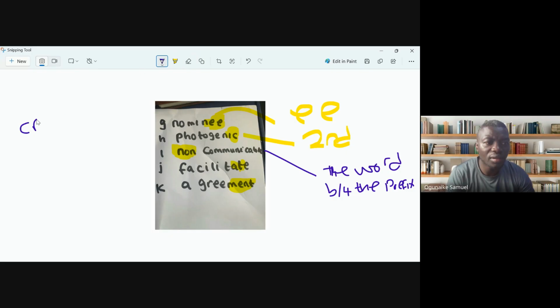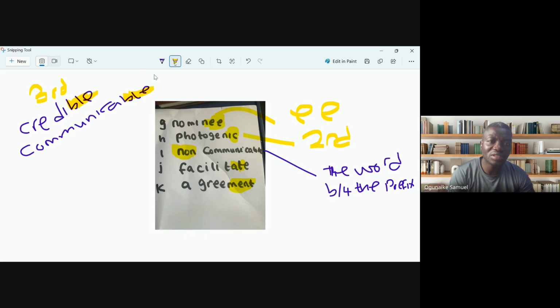Now look at this word, credible. It ends in BLE. Then you have communicable, which also ends in BLE. You are asked to stress the third one. In this instance, you have to stress the third one. So there's no doubt about this.